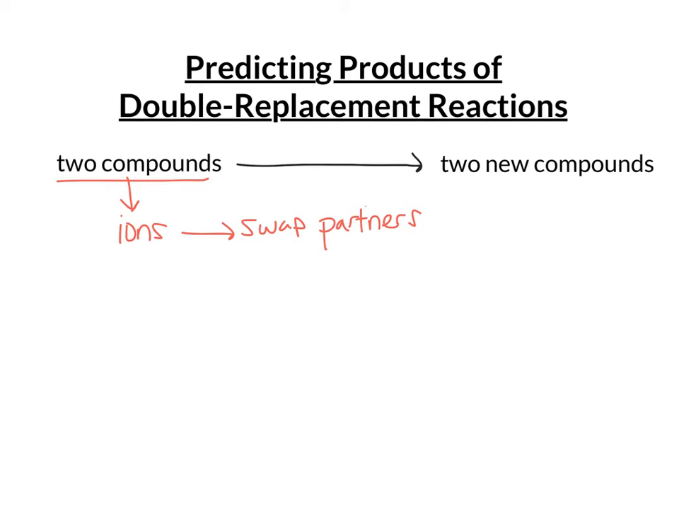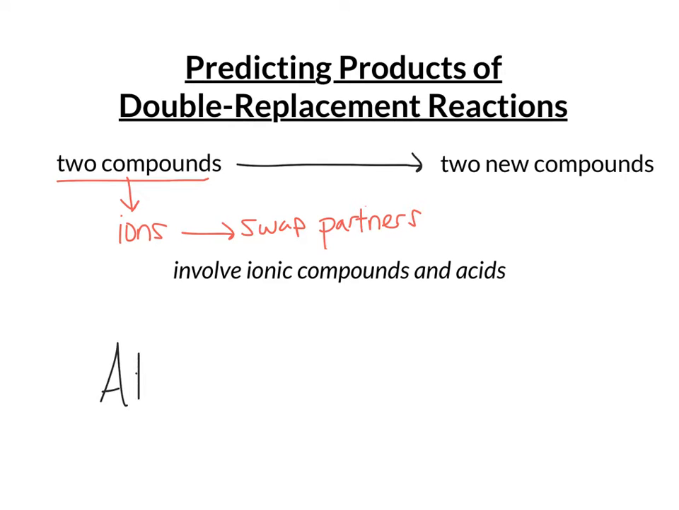So this must involve substances that can break up into ions in solution. That would include ionic compounds and acids. So those are possible reactants. And then they swap partners, forming new ionic compounds or even acids. So we can write this in kind of a generic form, and I'm going to write it as AB plus CD.